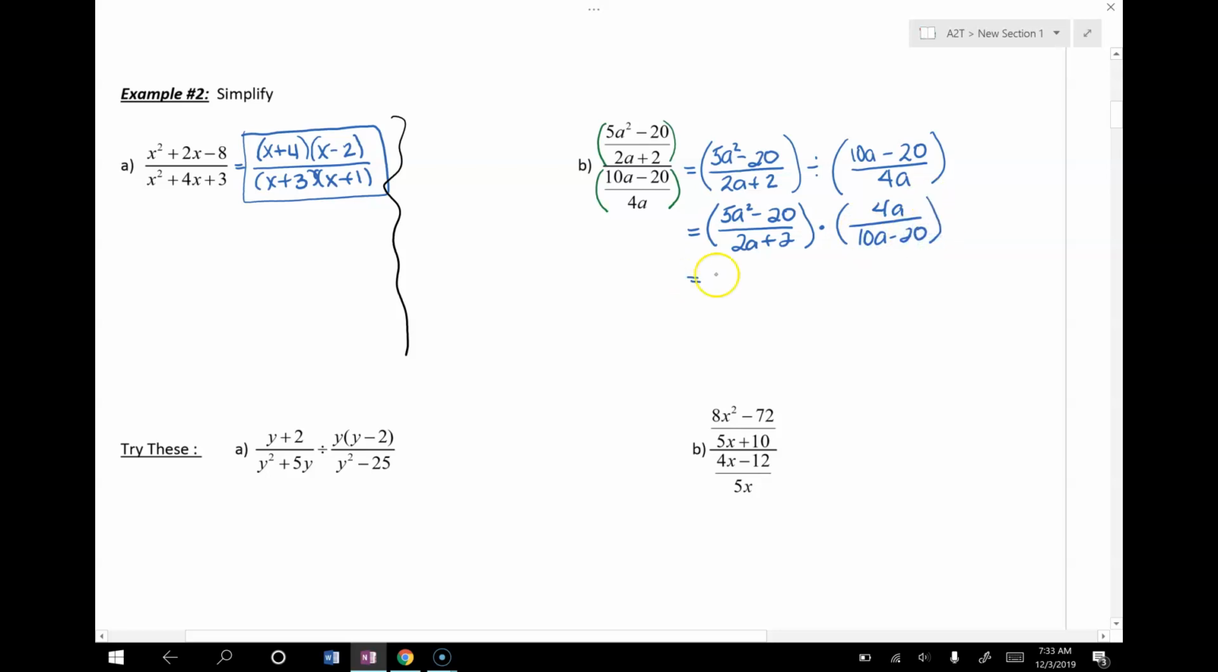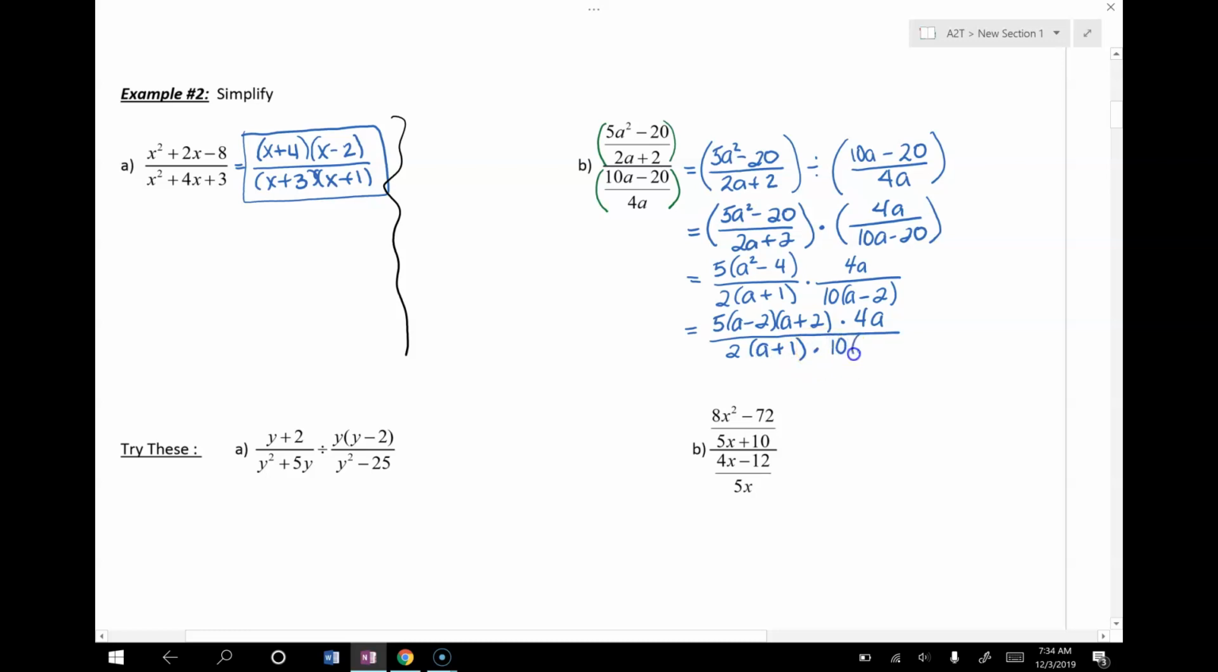So in the numerator, I can take out a 5, that's the GCF, and we get a squared minus 4, all over the GCF of 2 times a plus 1, times 4a all over 10 is the GCF, and then you have a minus 2. But we're not done, because a squared minus 4 is a difference of squares. Be careful. You need to make sure that you have factored completely. Otherwise, you will miss something that could potentially be canceled with the denominator, be it a GCF or a factor. Okay, so I factored that out to be a minus 2, a plus 2.